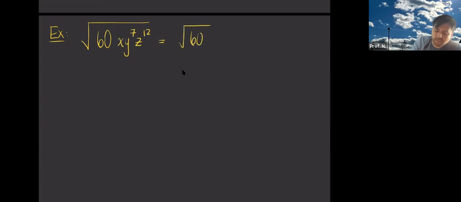All right, so let's look at something like this. Square root of 60 x y to the 7th z to the 12th power. What I'm going to do is take each of these individually. Take the square root of 60, take the square root of x, take the square root of y to the 7th, take the square root of z to the 12th. And I'm going to break down each of these individually.